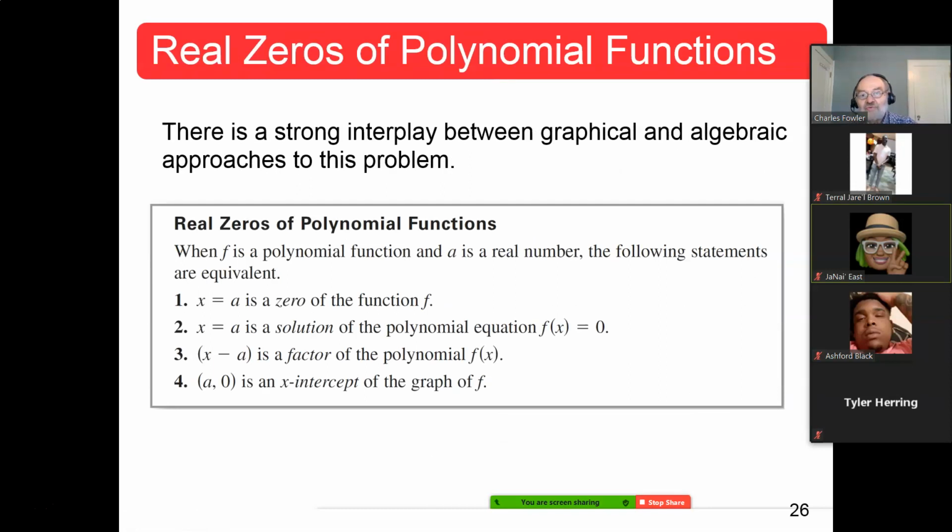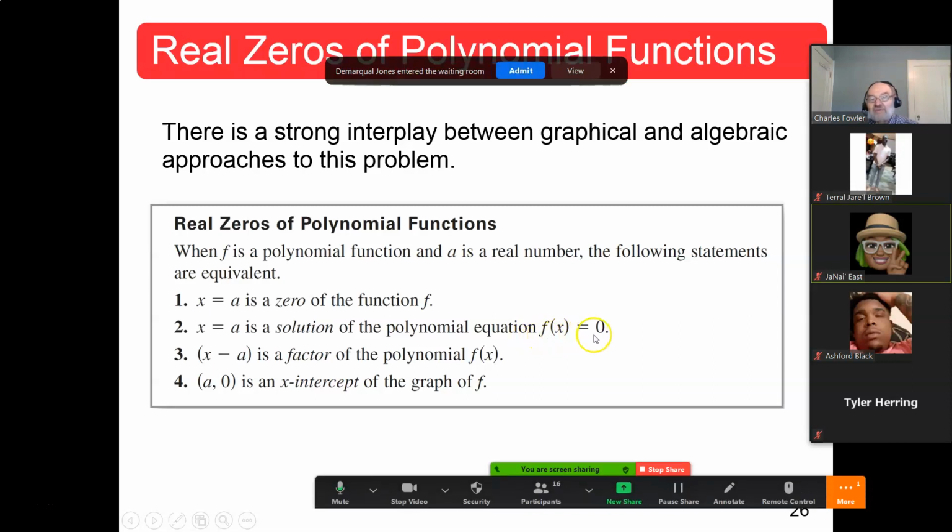Okay, there is a strong interplay between the graphical and algebraic approaches to this problem. When f is a polynomial function, and a is a real number, then the following statements are equivalent. Okay, I'm sorry, a is a different a now. Sorry about that. Now, these are all four ways of saying the same thing. x equals a is a zero of the function f. If that's true, then x equals a is a solution for that polynomial equation f of x equals 0.